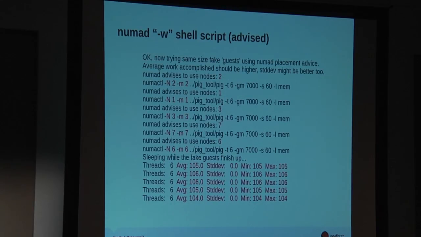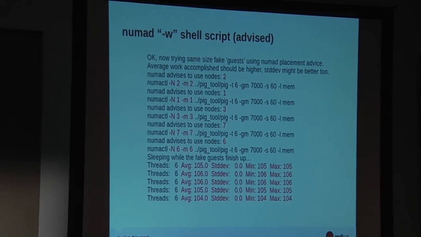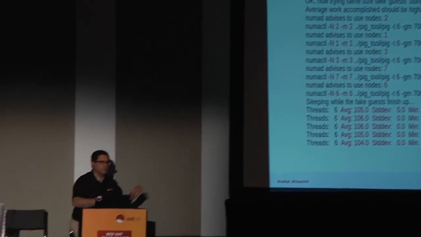But now, if you use the advice that you get from NUMA-D launching these processes, all of a sudden you get more than double the work achieved, right? It went from 40-something up to over 100, and there's no standard deviation at all. So this corresponds to that picture of the graphs where the memory latency, the access time becomes very uniform and lower than when you don't do anything at all.